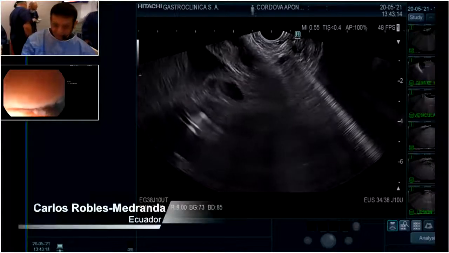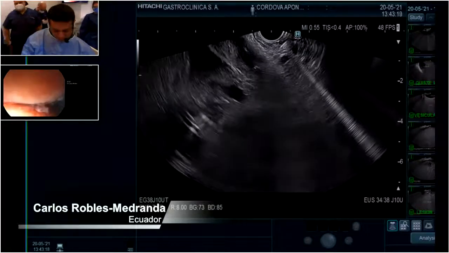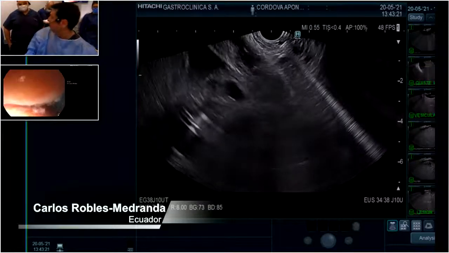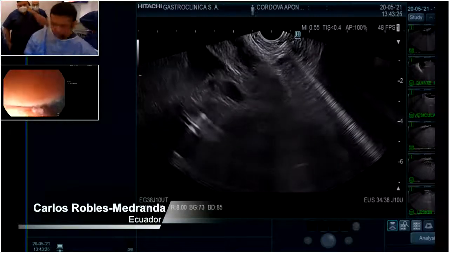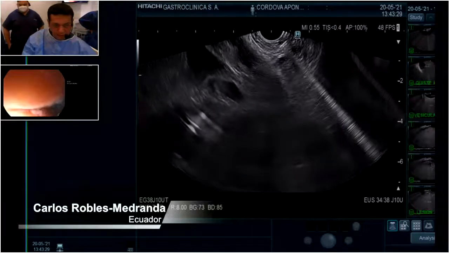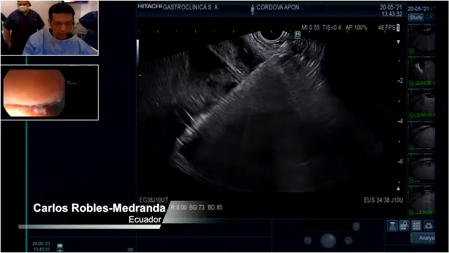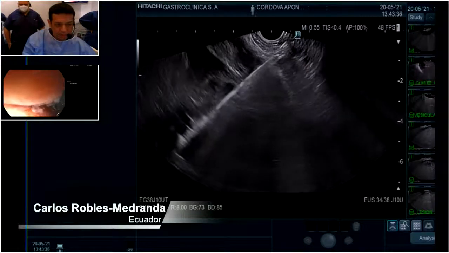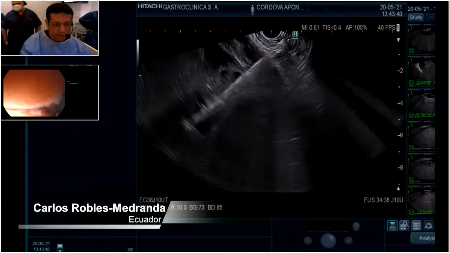But this is a very interesting lesion because we were thinking at the beginning of pseudocyst because of the history, but because of the characteristic at US, we change a little bit our differential diagnosis.